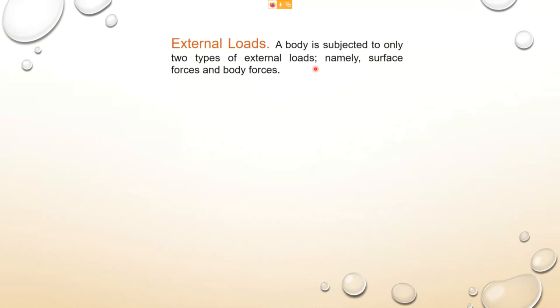So the legs of the chair, where you have the joints between the seat and the leg, will be subjected to forces due to your body weight. So your body weight is one of the external loads. External load can be categorized in two forms. One is called the surface forces, and the other the body forces.